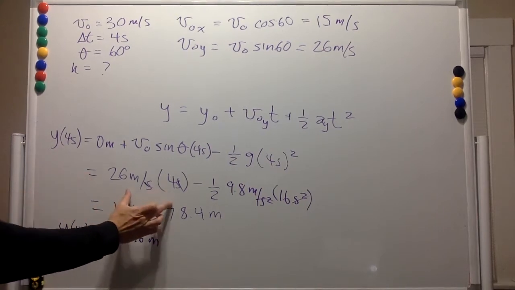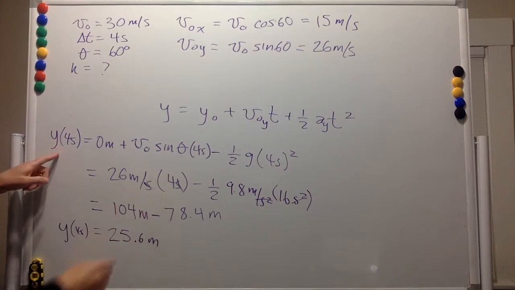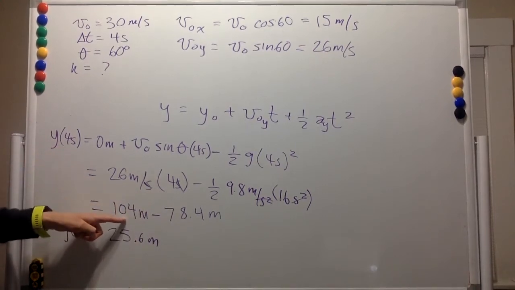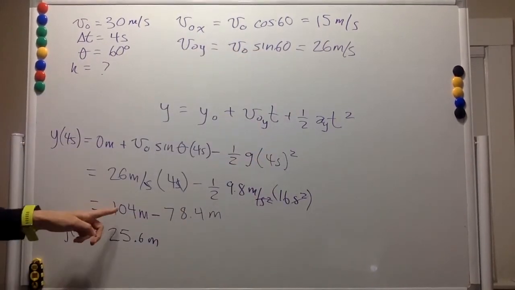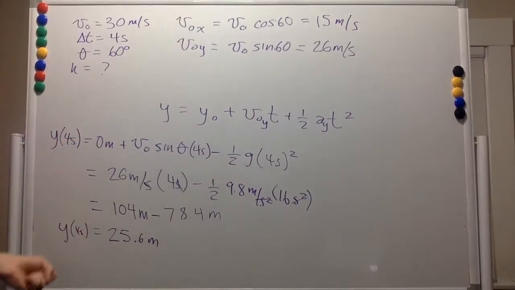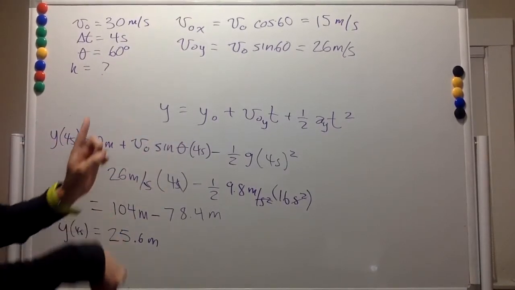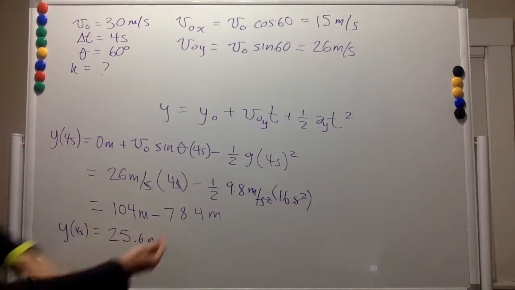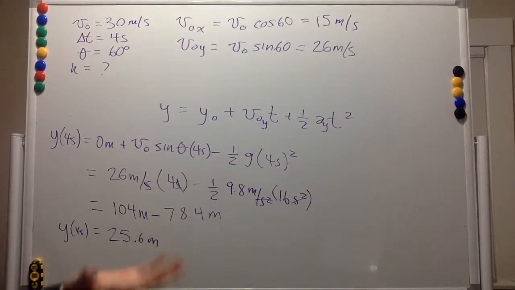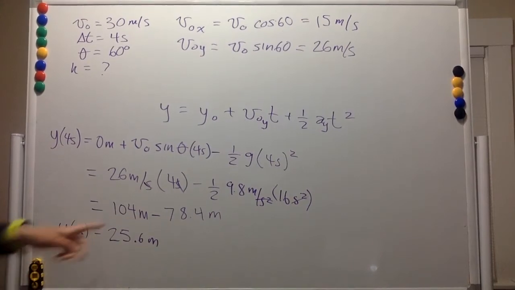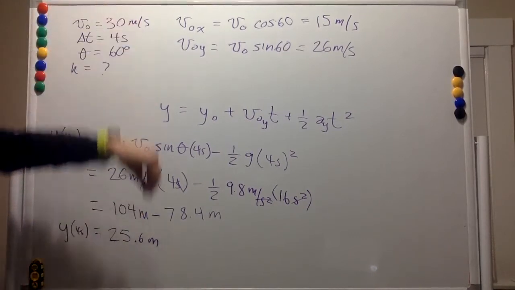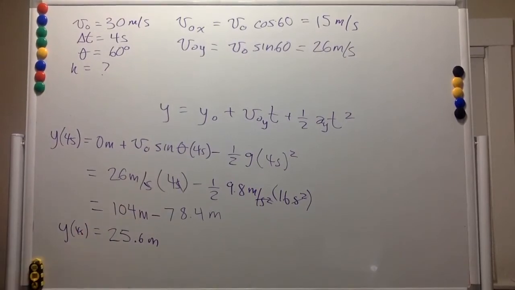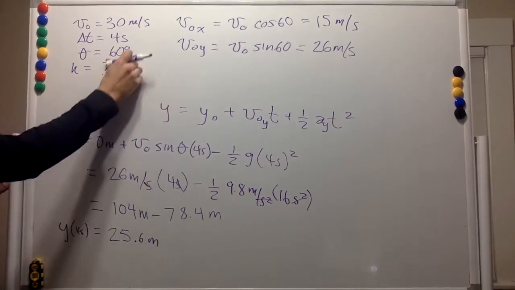So the first term is the height that it will have without gravity. So with this initial velocity, if you didn't have anything pulling it down, the height will be 104. But at the moment that it starts moving up, it starts falling. And so this is the distance that any object will fall in 4 seconds. And so the difference gives you where that ball is located in the y direction. So it's 25.6 meters. So let's write it down over here. This is the height.